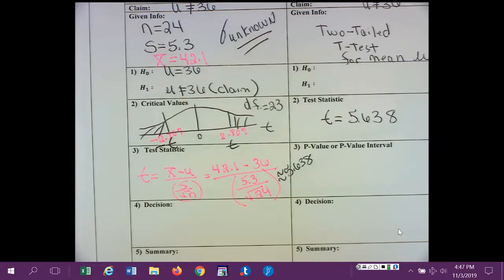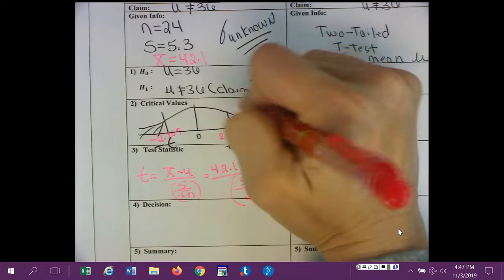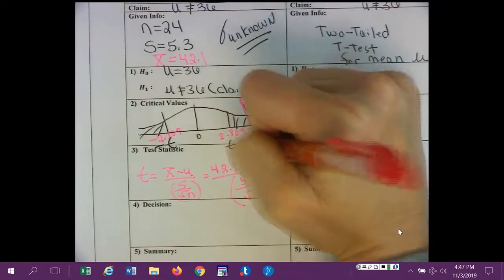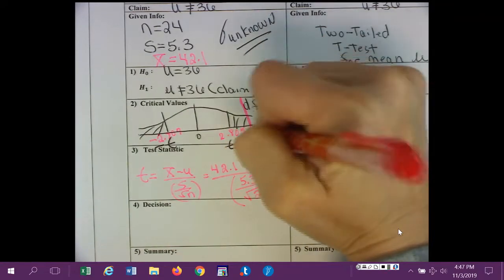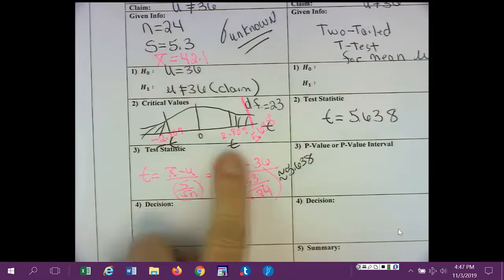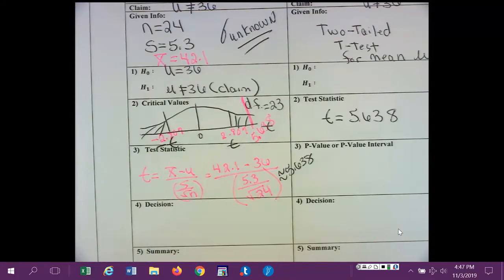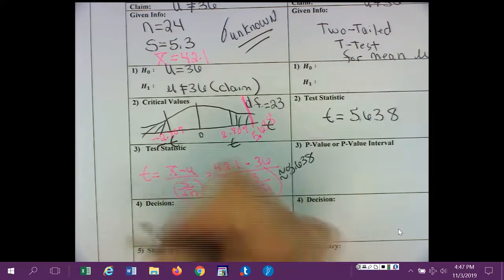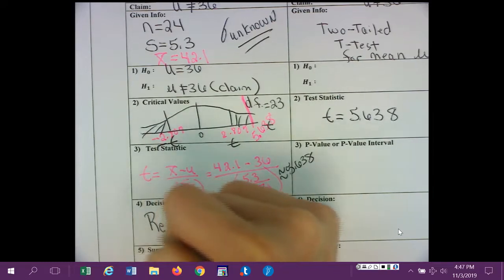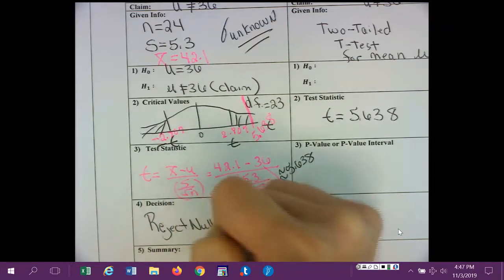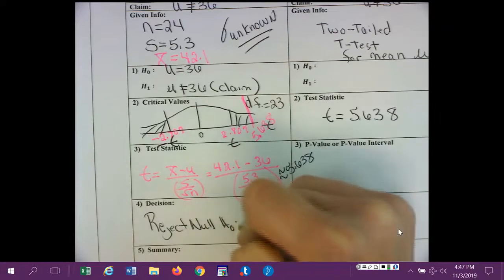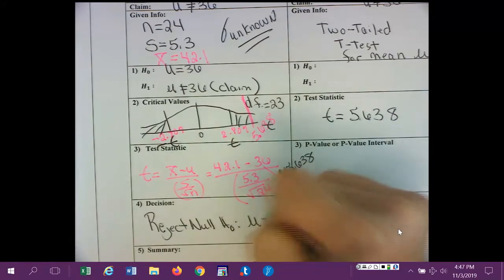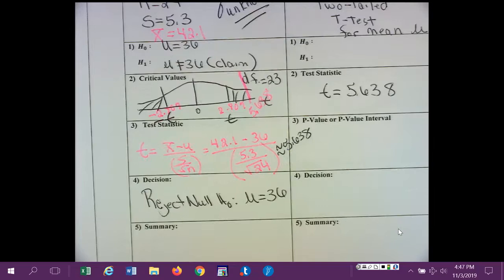Now you put your test statistic on the axis where it falls, and obviously it has no choice but to fall in the right tail on the axis because it's larger than that positive 2.807 critical value. Reject the null. What do you know? And the null said, just so I can remember what I'm rejecting, it said it was equal to 36. So we were rejecting that null statement.